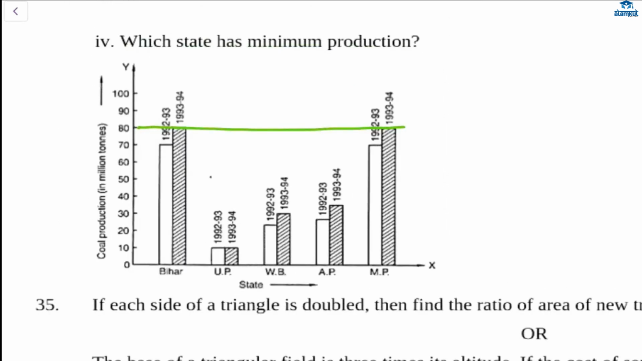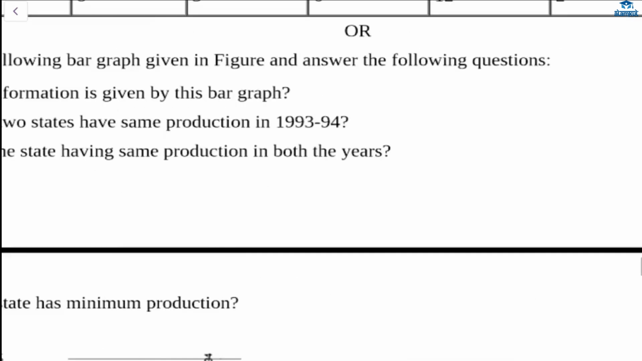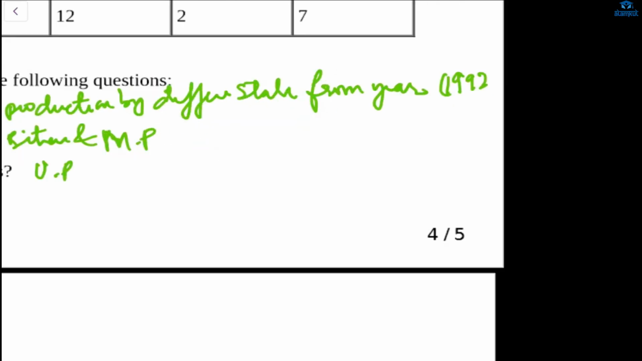See the question paper. It's UP. See, in UP, both the bars are at the same level, that is 10. So in UP, the coal production from 1992 to 93 and 1993 to 94 was the same. Okay, so that is the answer. For this, it is UP. And this is Bihar and MP coal production from here.